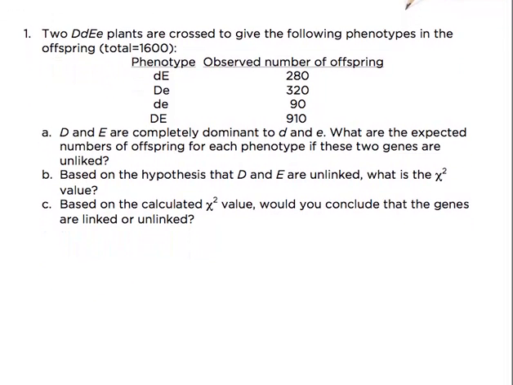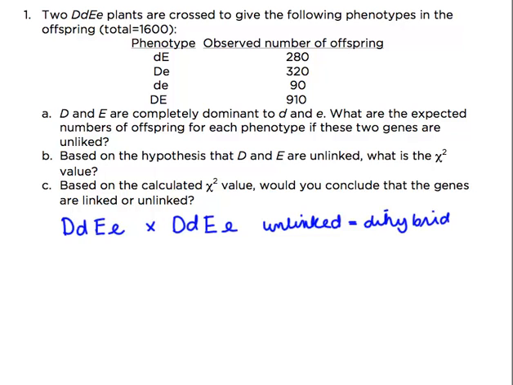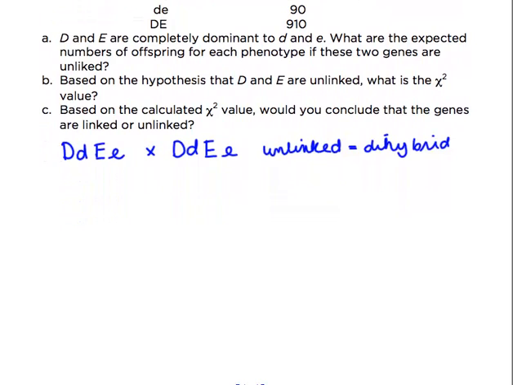So let's write the cross again. You have Dd Ee times another individual with the same genotype. And if these genes are unlinked, that means that this is a simple dihybrid Mendelian cross. That's because both parent individuals are heterozygous at both gene loci. Now, what are the phenotypic ratios in a dihybrid cross?